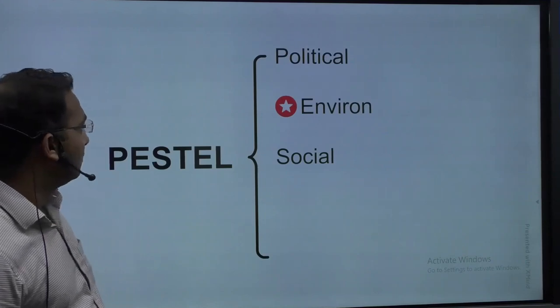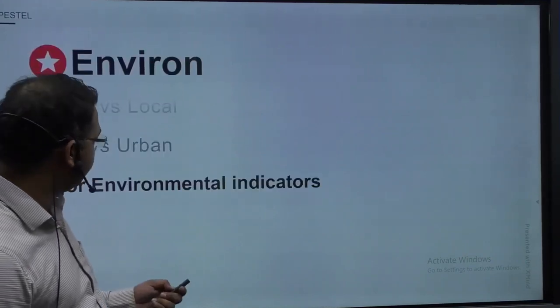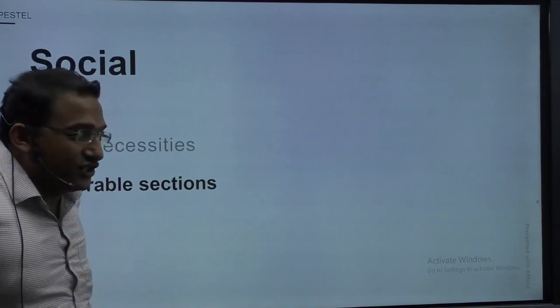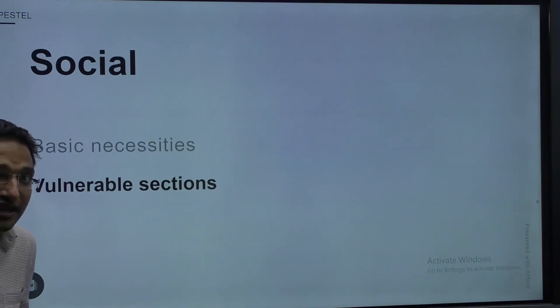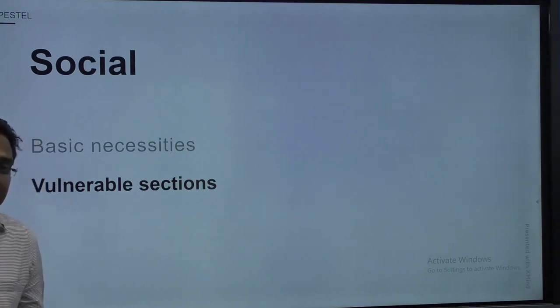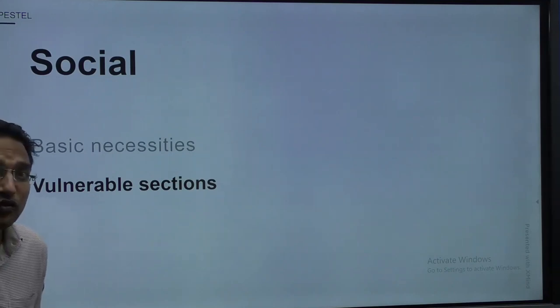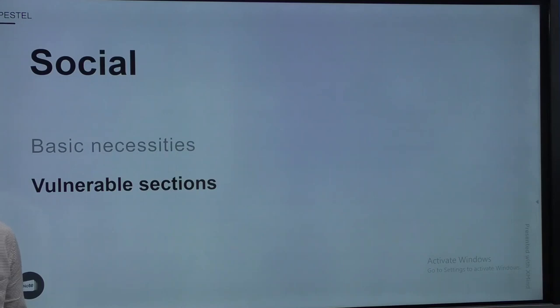Then we have vulnerable sections, like SC, ST, women, poor people, children, senior citizens, single mothers, transgenders. So we can talk about that. Suppose there is a question: what is the impact of COVID on Indian society? Can you write what is the impact on basic necessities, like food, water, health? What is the impact on transgenders?